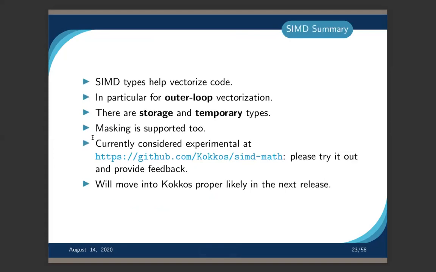So as a summary, what we learned here is that we have SIMD types which can help you with vectorizing code. It helps you in particular with outer loop vectorization, which otherwise is either cumbersome or almost impossible. We have storage and temporary types, which are important for getting this to work on GPU if you really want vectorization on GPU. Or in many cases, you can get away with the scalar ABI. So if you just use the native ABI, in most cases you don't need to do anything special for GPUs. And the SIMD types are mostly there to make your code more efficient on the CPU side.